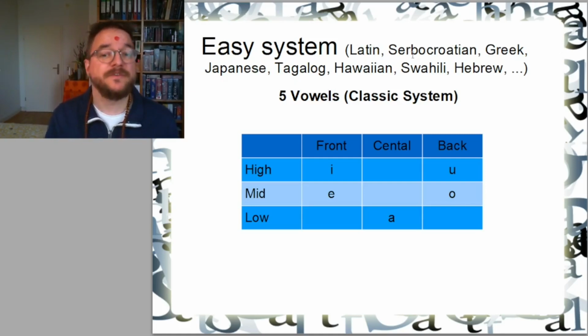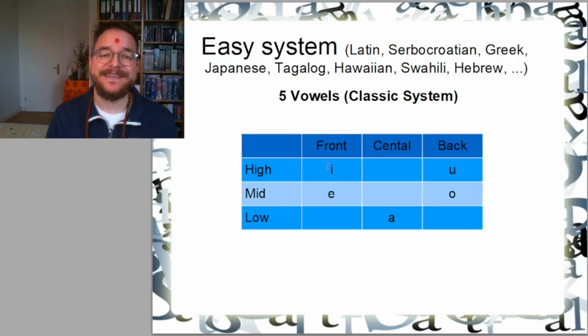In Serbo-Croatian, which is a Slavic language, in Greek, in a very different language, Japanese, spoken in Japan, Tagalog, spoken in the Philippines, in Hawaiian, spoken in the middle of the Pacific, Swahili, which is an East African language, which has those 5 vowels, Hebrew, a Semitic language. So they really show up, these 5 vowels, all around the world. I will pronounce them to you. First a short and then a long version.